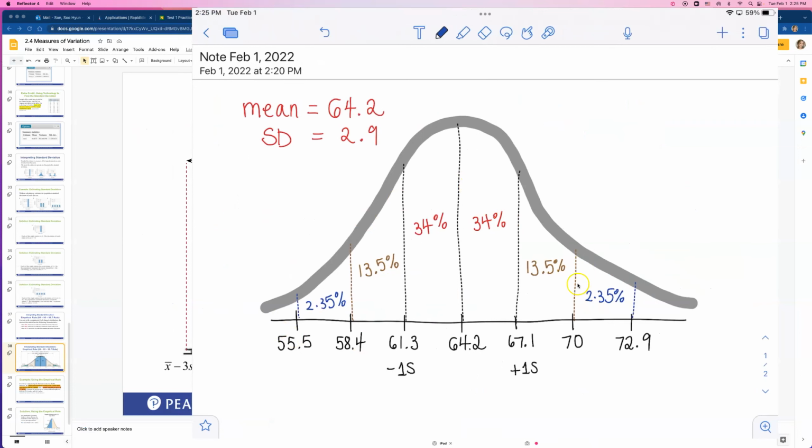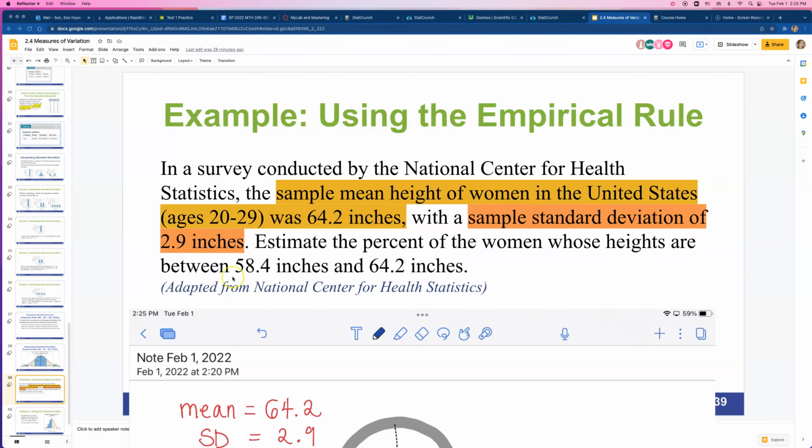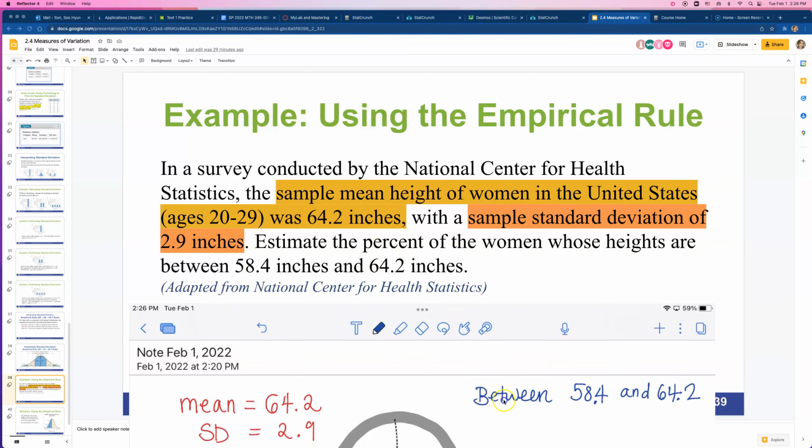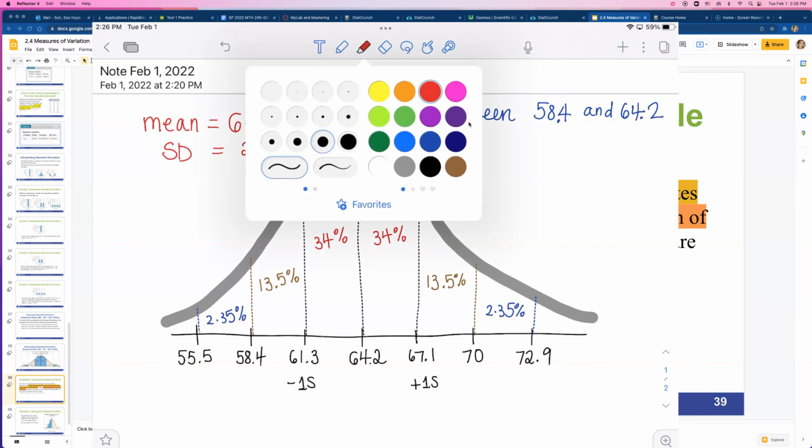All right, so what did they want in this problem? I've got the curve ready, and mine is all marked up. They wanted height between 58.4 and 64.2. So what percent? Estimate the percent of women in between these two numbers. So I'll find those numbers on my number line.